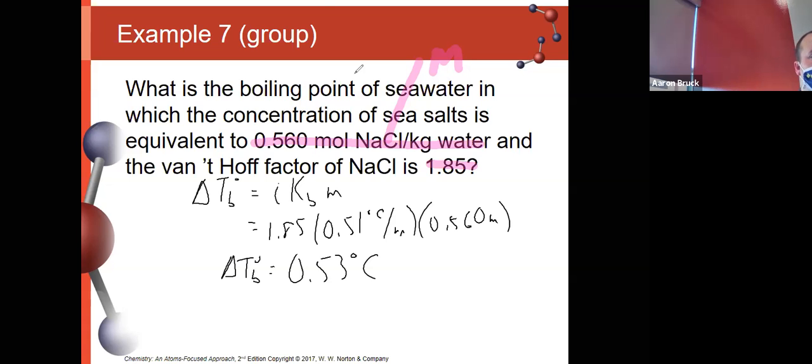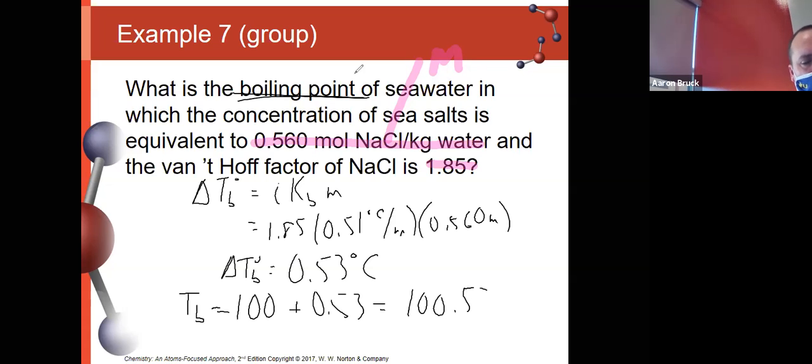Remember, to find the true boiling point, I'm going to have to add that to the normal boiling point of water, which is 100. So 100 plus 0.53 would be 100.53 degrees Celsius.